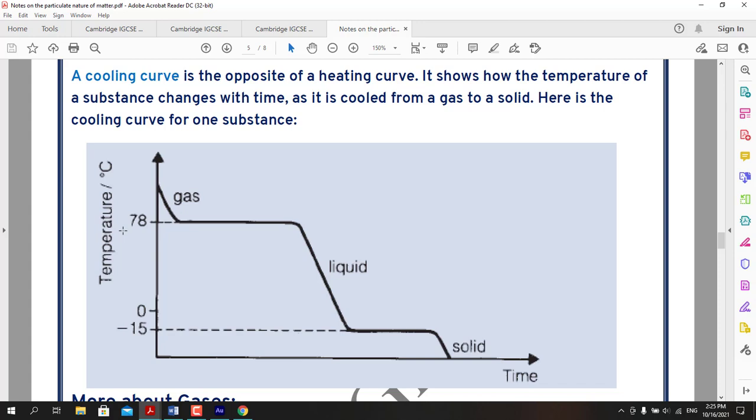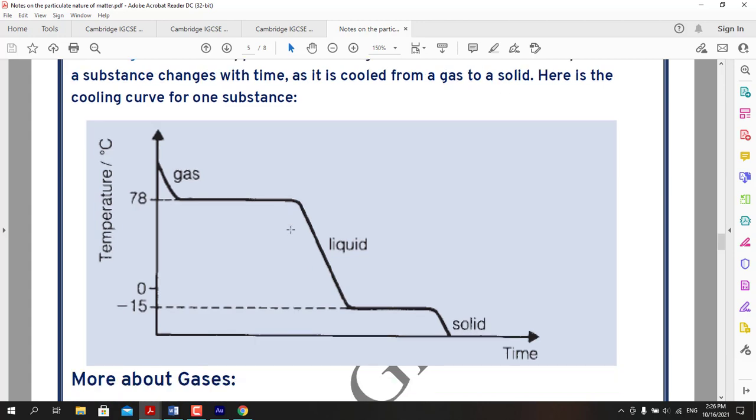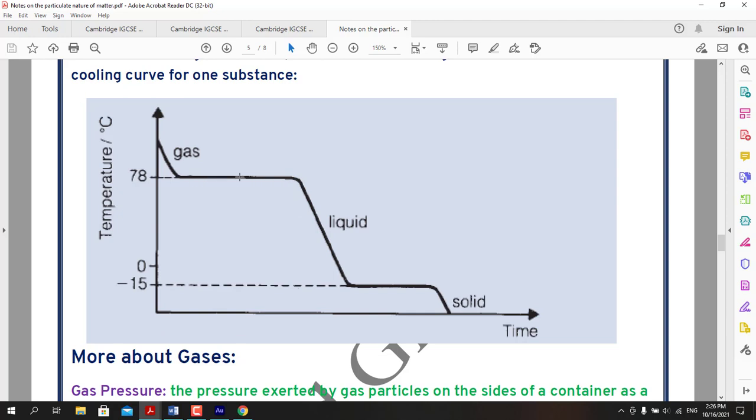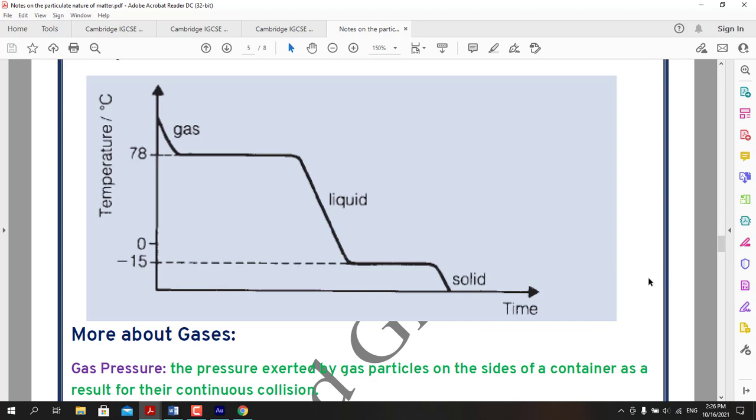We'll start with a gas at a very high temperature, like 78 degrees Celsius. We cool it, and it's a gas, and at 78 it remains as steam until all the particles have turned into a liquid. And then when we cool it even more at -15, it stays at -15 until all the particles have turned into a solid. So this doesn't happen over a range of temperature. The condensation point is 78 and the freezing point is -15. I think this video is already running quite long, and so I'll split this chapter into 2 videos.